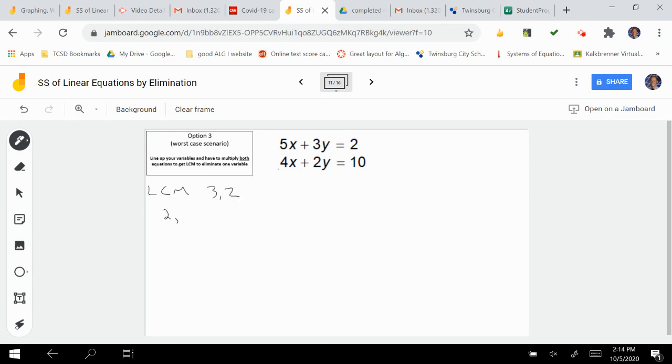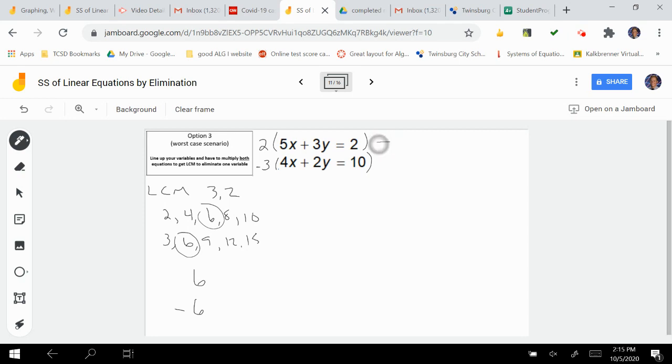So I'm just going to list multiples of 2: 4, 6, 8, 10. Hopefully that's enough. 3, 6, 9, 12, 15. And you can see that 6 is my least common multiple. So I'm going to multiply this top equation by 2 because 2 times 3 gets you my 6. I'm going to multiply this bottom equation by 3. So 3 times 2 is 6. However, I need one of them to be the opposite of 6. So I need the other one to be -6. So I'm going to multiply this one by a -3 to turn 2y into -6y when I multiply by -3.